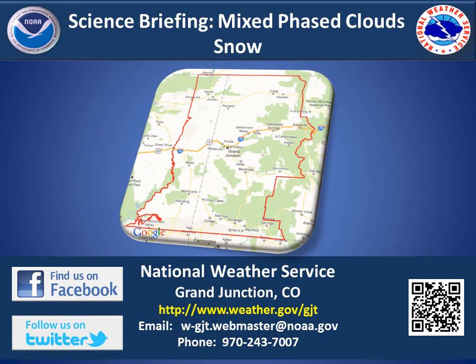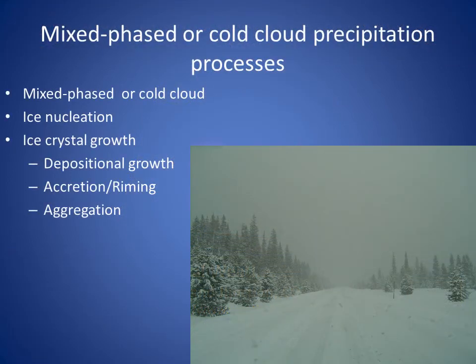Here is a science briefing on mixed phase clouds and snow. In this presentation, we will discuss mixed phase or cold cloud precipitation processes. We will describe how ice crystals are formed through ice nucleation. We will talk about the different types of crystals. And finally, we will discuss ice crystal growth processes, which include depositional growth, accretion and riming, and aggregation.